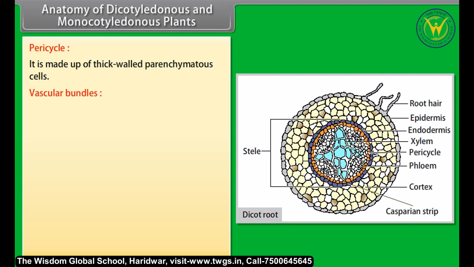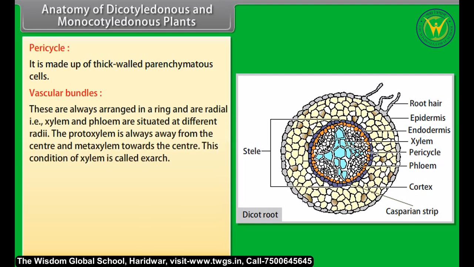Vascular bundles. These are always arranged in a ring and are radial, that is, xylem and phloem are situated at different radii. The protoxylem is always away from the center and metaxylem towards the center. This condition of xylem is called exarch.